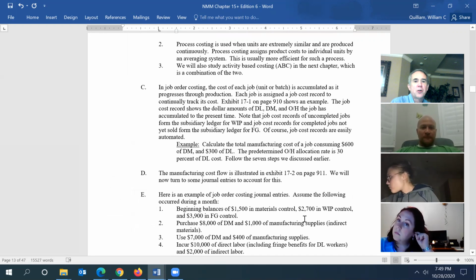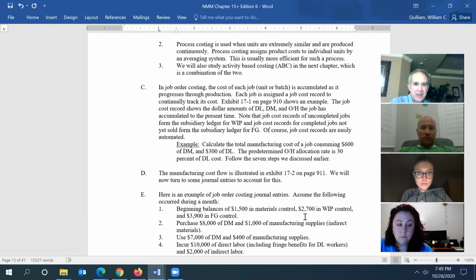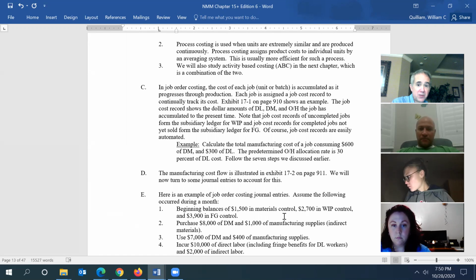Now in E, I'd like to turn to an example of job order costing journal entries. We're going to assume the following occurred during a month. So we'll be doing journal entries and T accounts. You have everything on that handwritten handout. First thing I've got are beginning balances of $1,500 in materials control. By the way, some books will call the direct materials account materials control because it controls a variety of different direct materials. Some will call it simply materials inventory. Some will call it direct materials. Some will call it raw materials, all the same thing, but it is an inventory account.